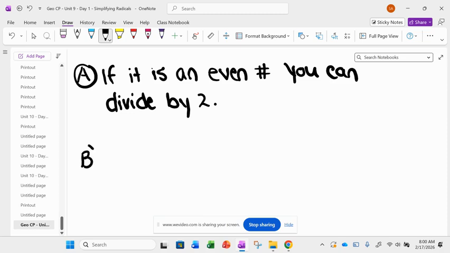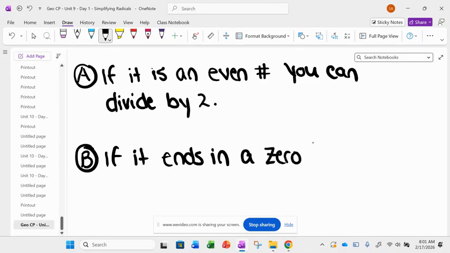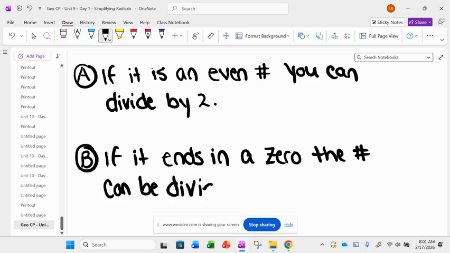The second rule for divisibility: if it ends in a 0, the number can be divided by what? Anybody know? If the number ends in a 0, it can be divided by 10. Very good. So what do I mean if it ends in a 0? 10, 20, 30, 40, 50, 60, 70, 80, 90. Would 1,250 be divisible by 10?